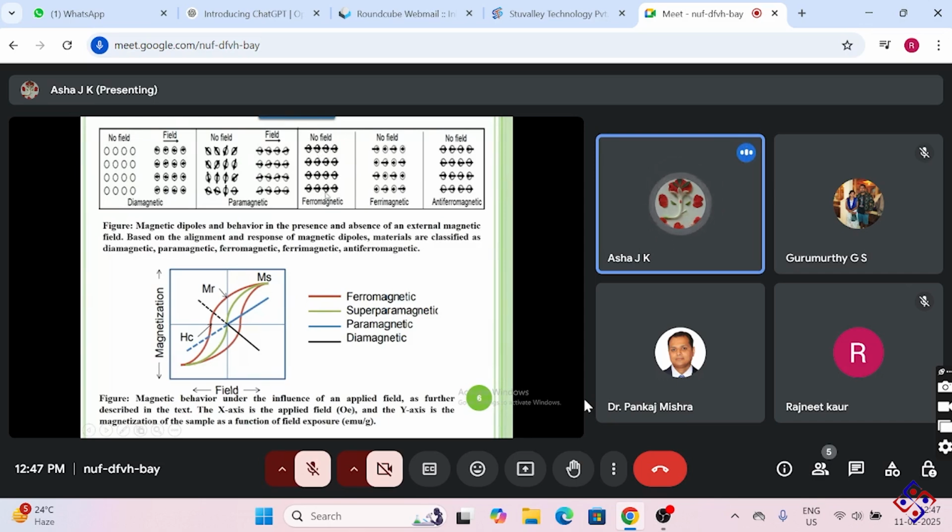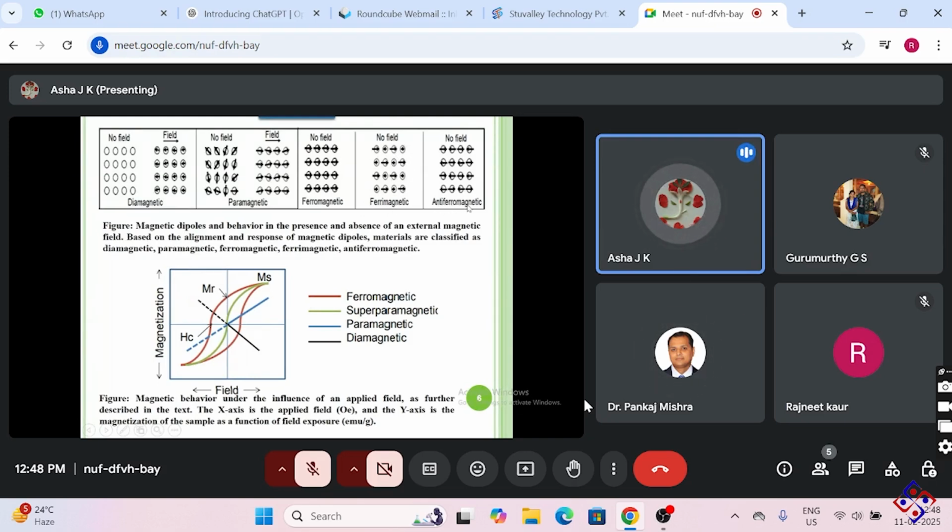Next, in the case of ferromagnetic materials, when there is no field, dipoles are already arranged in the same direction due to strong internal interactions, even without the external field. When there is a field, the alignment strengthens, leading to a strong magnetization in ferromagnetic materials. Next, in the case of ferrimagnetic materials, when there is no magnetic field, the dipoles are aligned in opposite directions with different magnitudes. And with the field, the net magnetization increases.